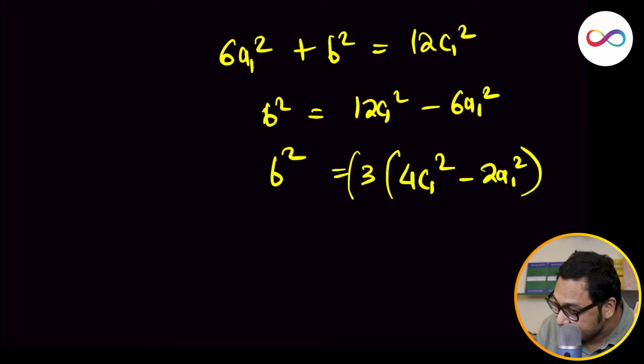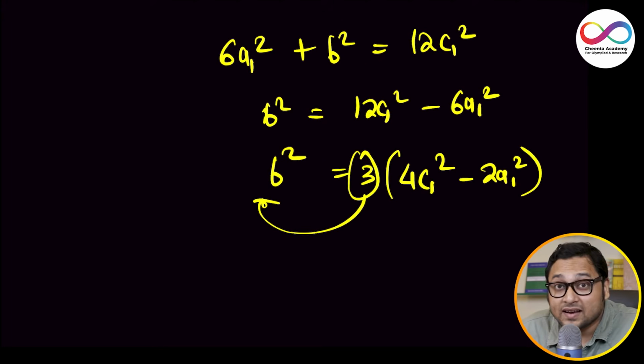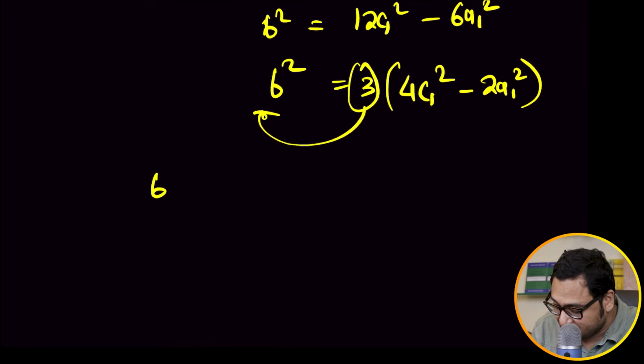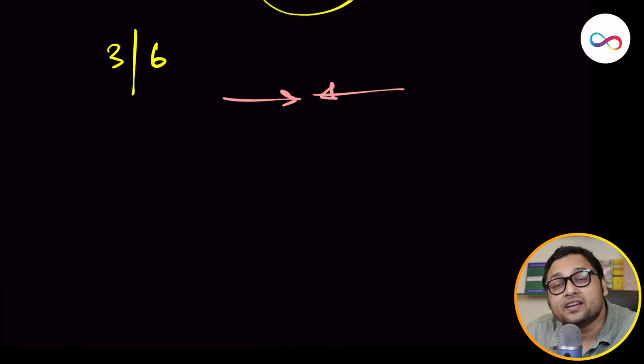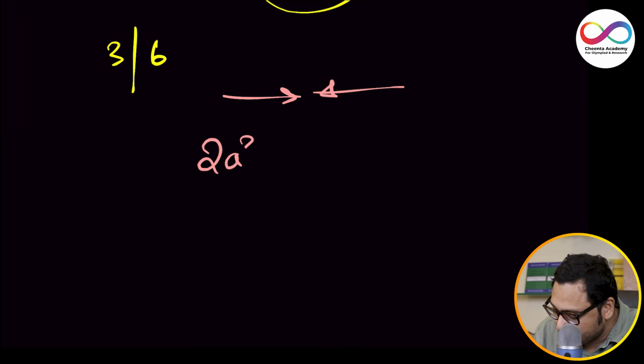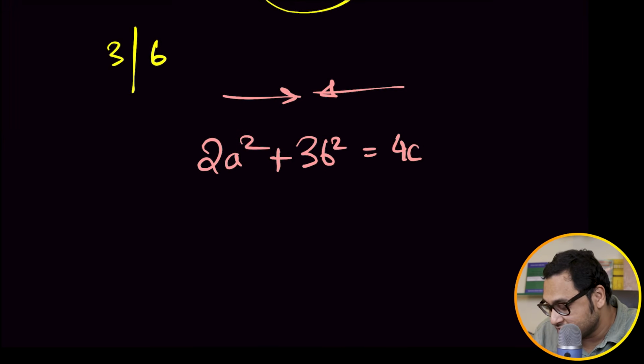So b square is now divisible by 3. So which means b is divisible by 3. A square is divisible by a prime number only if the number itself is divisible by the prime number, and 3 is a prime number. So we found that 3 divides b as well. Wow. That means we found 3 divides all 3 of them, a, b, c. But how can that be possible? Because we just assumed that the GCD of a, b, c is 1. So we found a contradiction. So this is basically the contradiction. Therefore, there is no solution to the equation 2a square plus 3b square equal to 4c square.